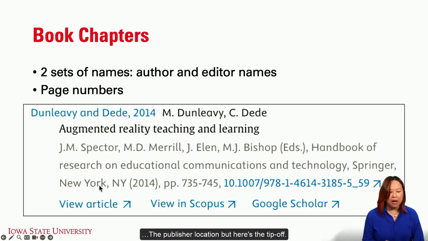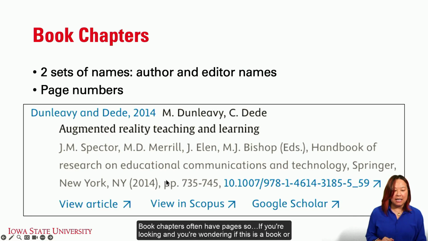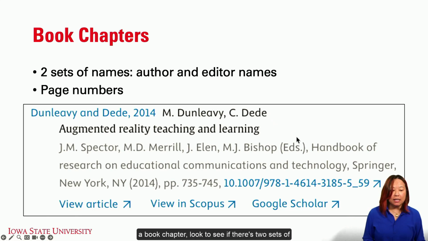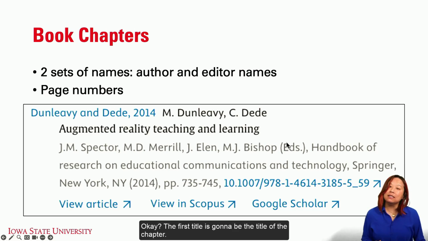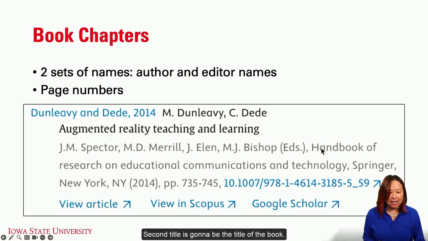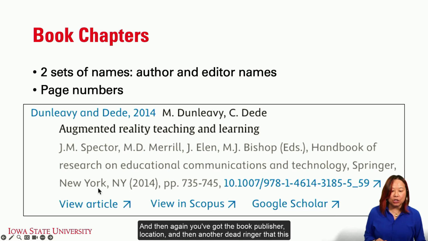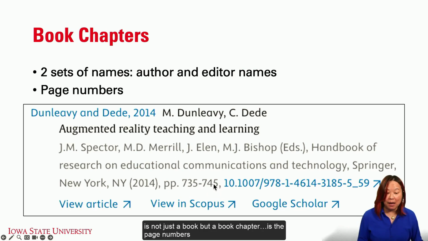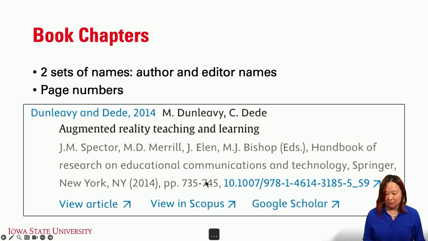location, but here's the tip-off. Book chapters often have pages. So if you're looking and you're wondering if this is a book or a book chapter, look to see if there's two sets of names and look to see if there are two titles, okay? The first title is going to be the title of the chapter. Second title is going to be the title of the book. And then again, you've got the book publisher, location, and then another dead ringer that this is not just a book but a book chapter is the page numbers.